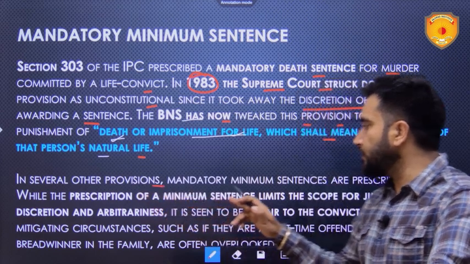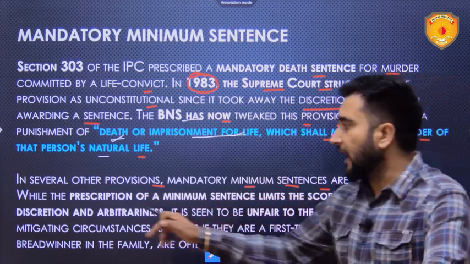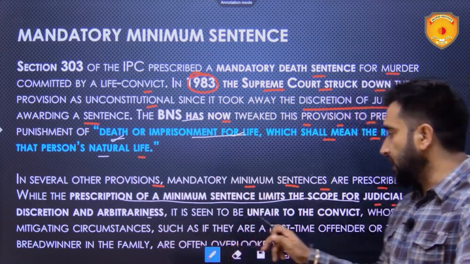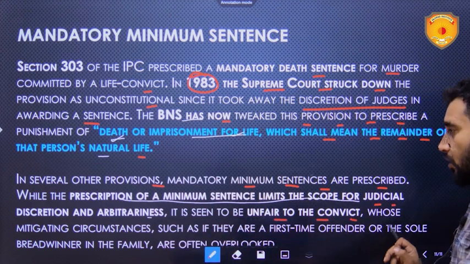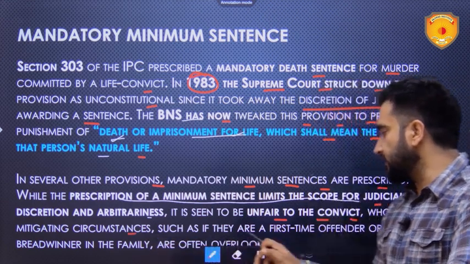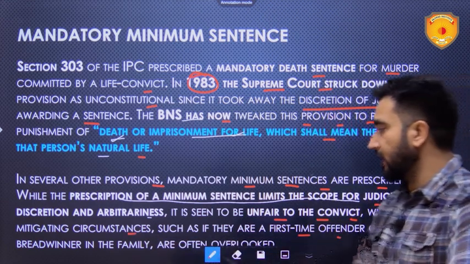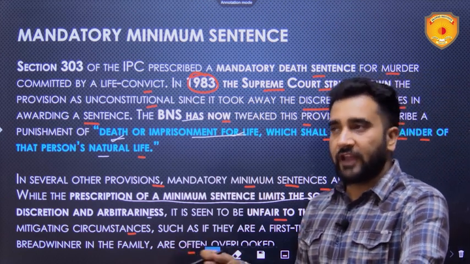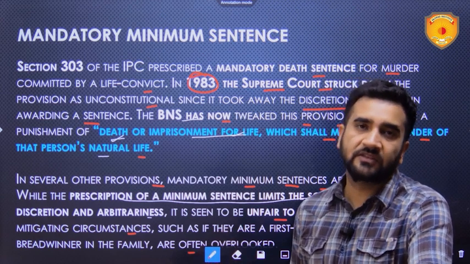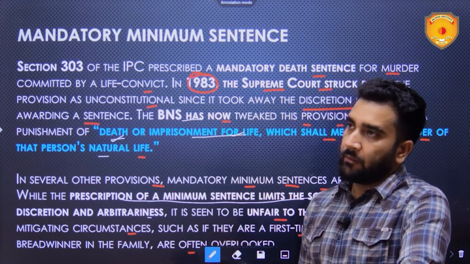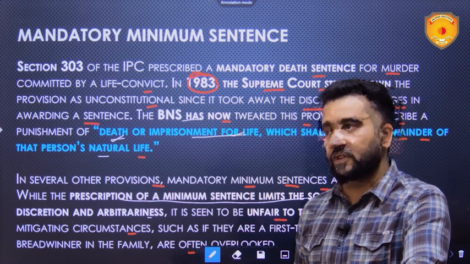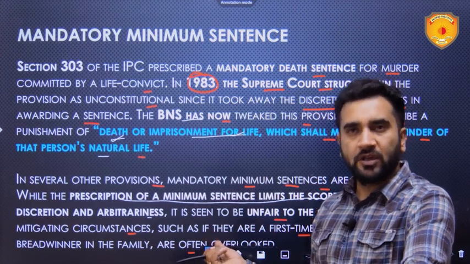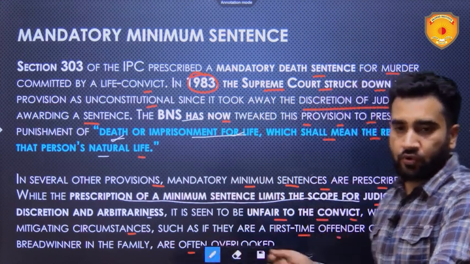In several other provisions, mandatory minimum sentences are prescribed. While the prescription of a minimum sentence limits the scope for judicial discretion and arbitrariness, it is seen to be unfair to the convict as well, whose mitigating circumstances, such as if they are a first time offender or the sole breadwinner in the family, are often overlooked. Means these kinds of factors will not be considered if that person is a sole breadwinner, or in what circumstances that murder was committed by that person. Minimum mandatory sentence has to be served. There is no flexibility with the judiciary in interpreting or in awarding, I would say, sentences for those people.